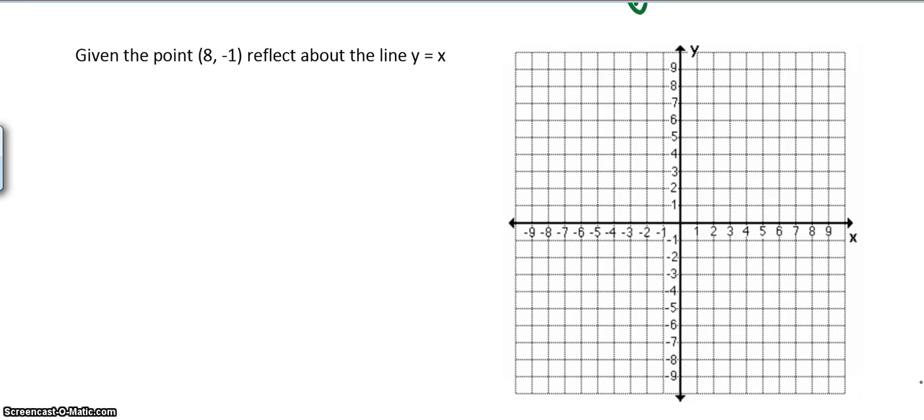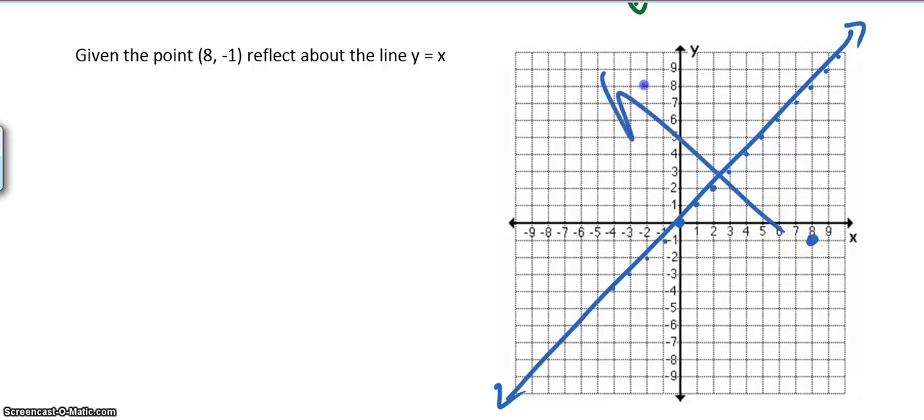So we want to, given the point 8, -1, reflect about the line y equals x. Now this one's a little trickier because let's plot the point 8, -1. So it's right here. Now, the line y equals x is actually a y-intercept of 0, and then our slope is 1 over 1. So up 1 over 1, up 1 over 1, up 1 over 1, up 1 over 1. So your y equals x line mathematically looks like this. It's kind of like a diagonal line that cuts my coordinate plane in half.